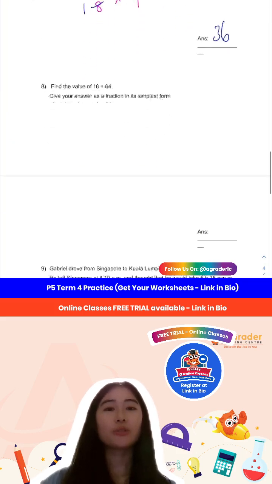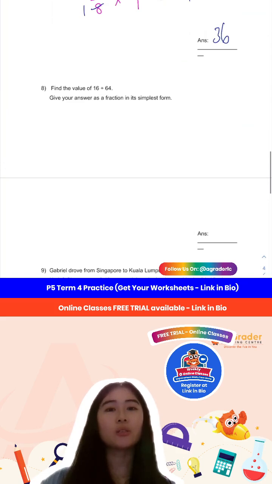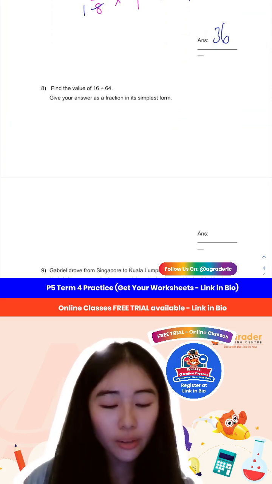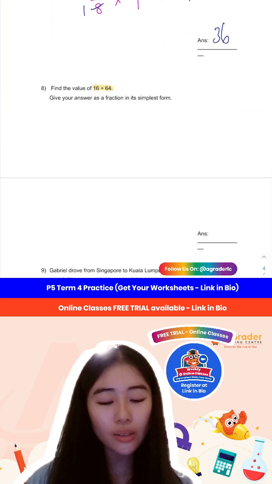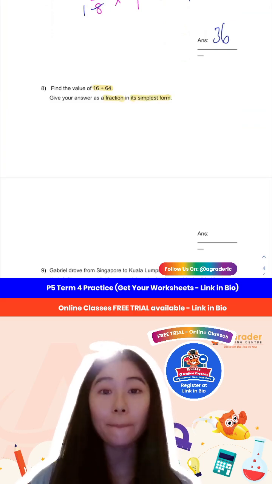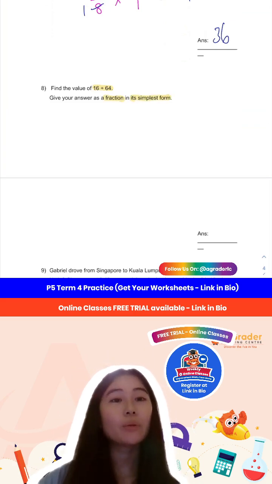Okay, so I'm going to shift down to the next question. Okay, so the next one is 16 divided by 64. Give your answer as a fraction in its simplest form. Let me know the answer.